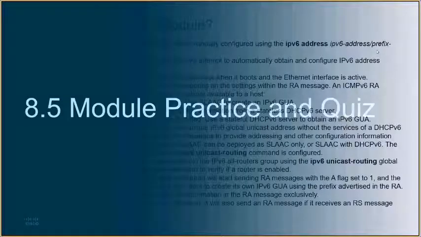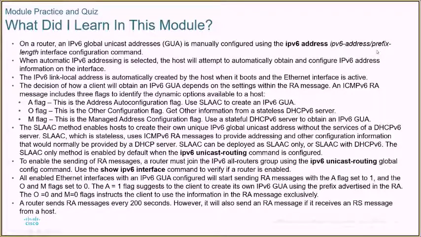Okay, so that's the end of the chapter. On a router, an IPv6 unicast address is manually configured using the IPv6 address command, and of course you specify the address and prefix length. When automatic IPv6 addressing is selected, the host will attempt to automatically obtain and configure IPv6 address information on the interface. The link local address is automatically created by the host when it boots and the Ethernet interface is active.